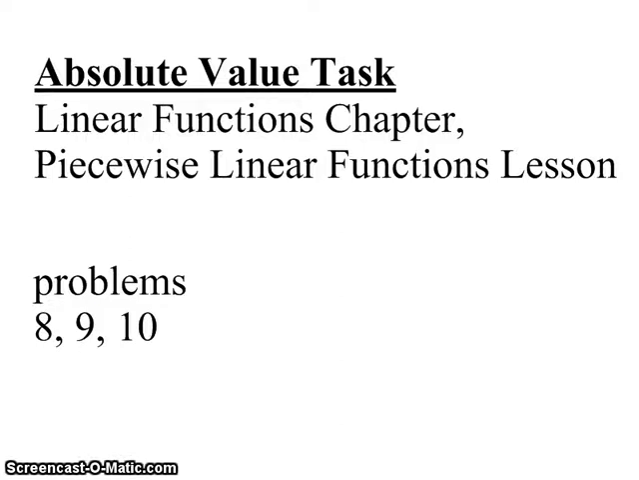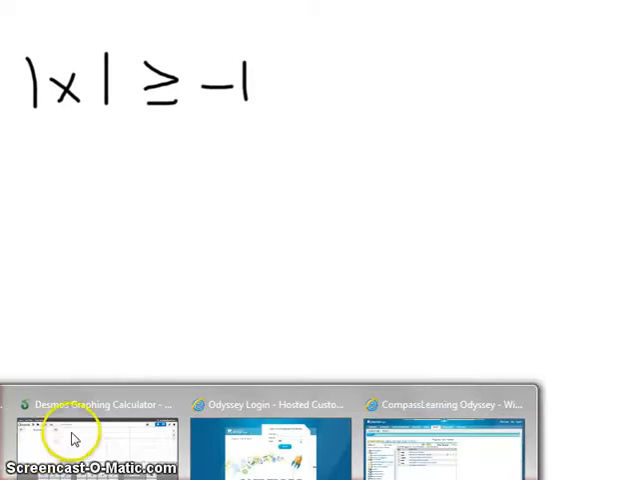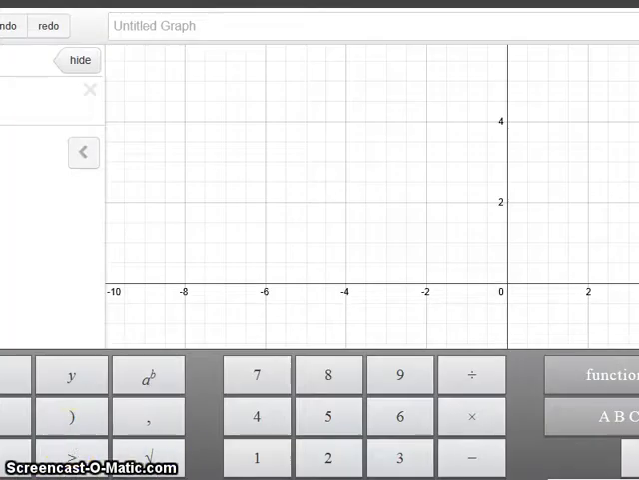Okay, so problem 9 says the absolute value of x is greater than or equal to -1. So we want to look at what are the solutions to this problem. So we're going to do it two ways. The first way is graphing. So let's go to your Desmos graphing calculator.